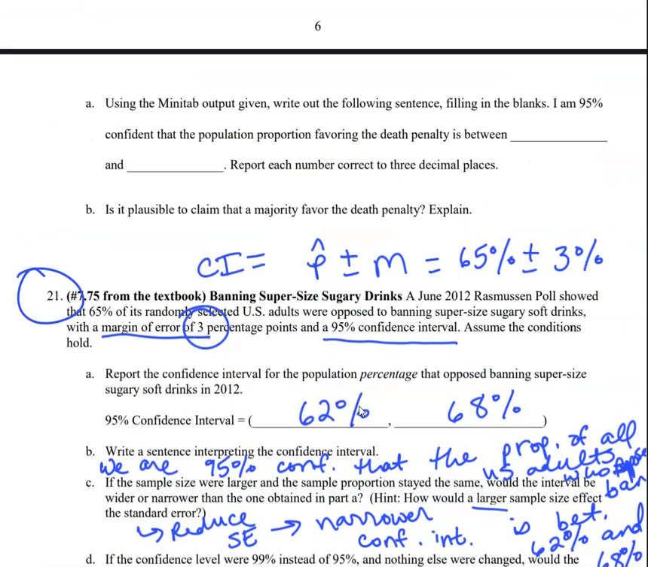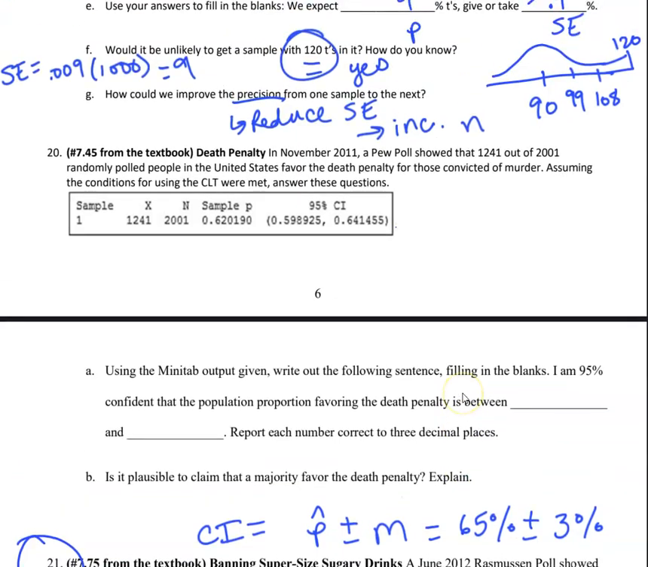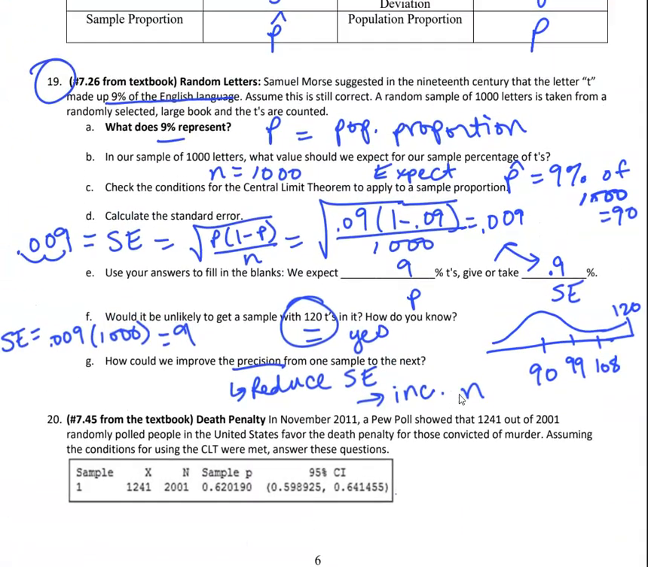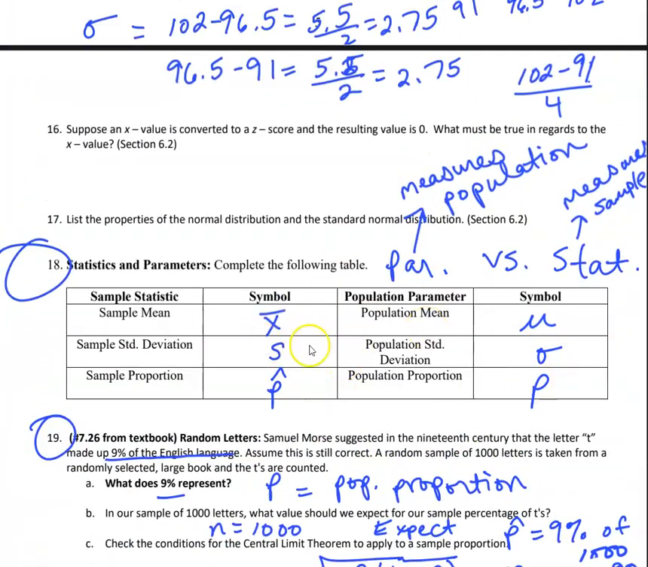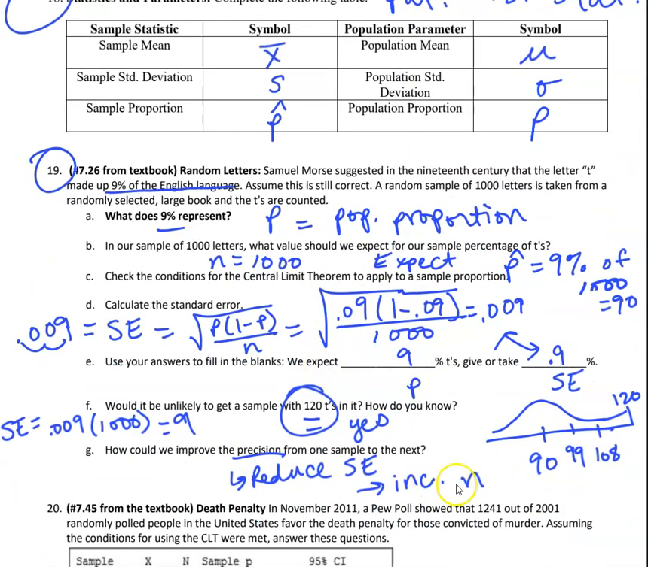I think that's pretty much what you need to know for confidence intervals. Make sure you look over central limit theorem. Make sure you know the symbols and definitions from the beginning, chapter 7, 7.1. Those are definitely on the test.